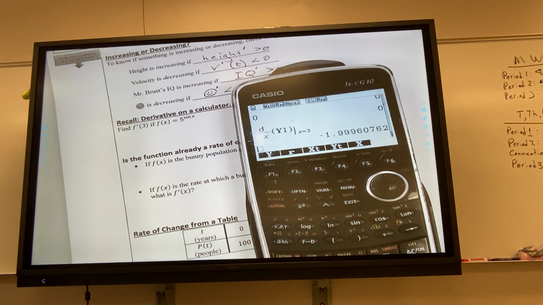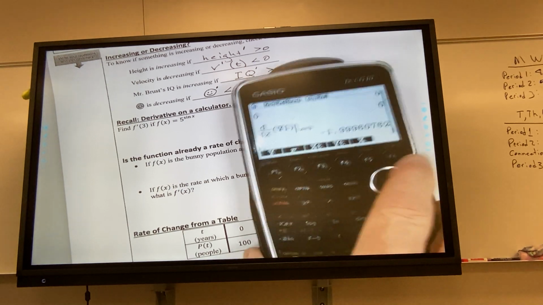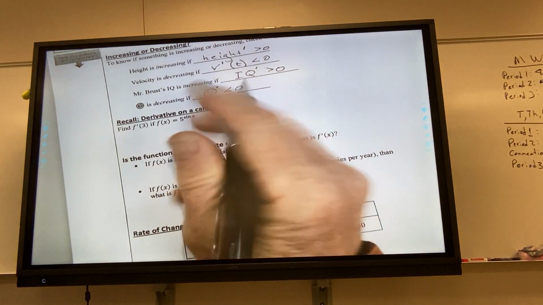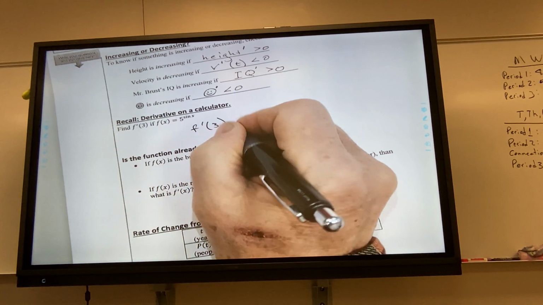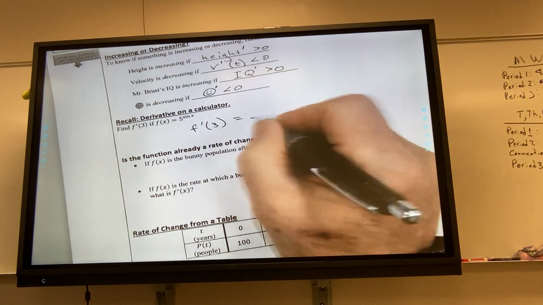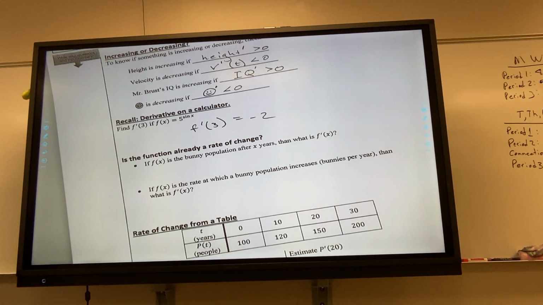And did you get that as an answer? Yes, I did that your way, but I also did it my way by just going to the table, because mine shows me my derivative. That is A-okay, you can do it that way too. So I'm going to write that f prime of 3 is equal to, if I round, I got -2. Would everybody agree with that?